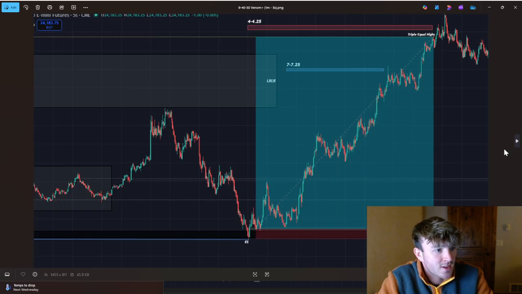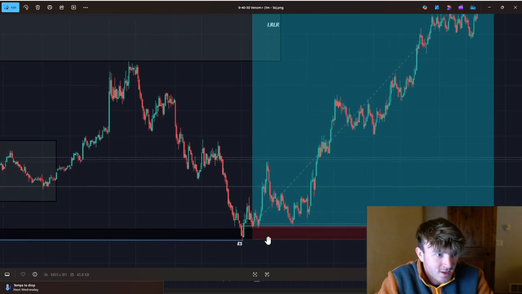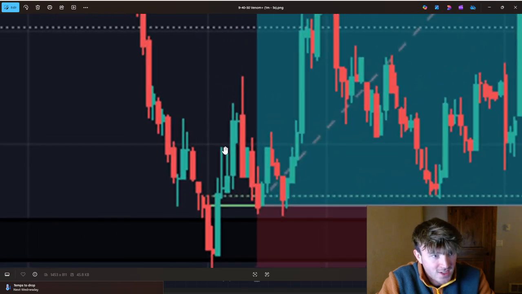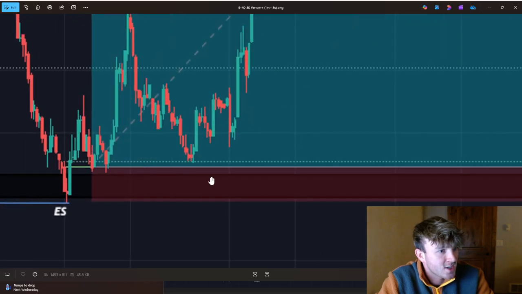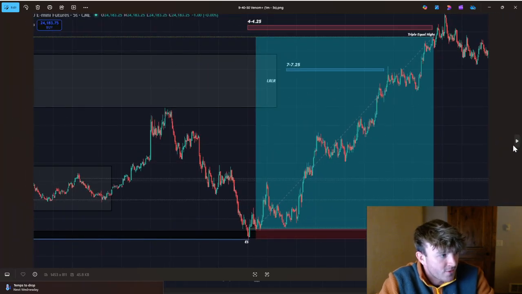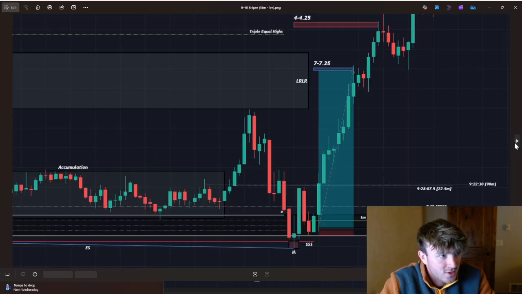And what's cool is I was talking about this on stream, well, there's a 5-second change of state off of it. I mean, you could use this one too, but this one's more precise, and I wouldn't use this because it's too small. So right there, boom, 5-second change of state off of it. Perfection all the way to those triple equal highs.